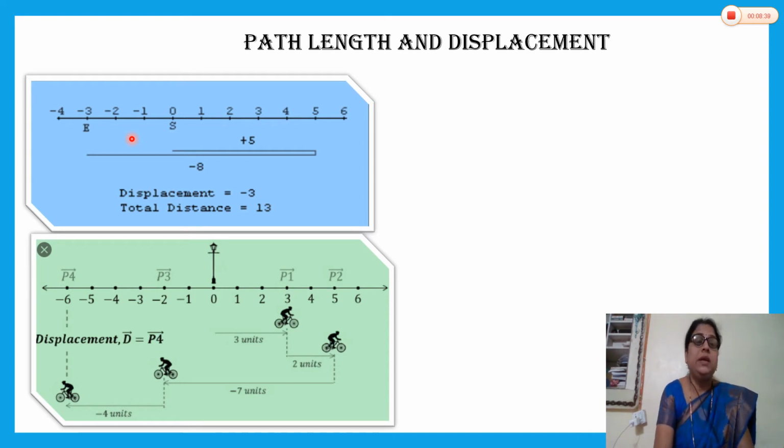Here minus 3 represents that the object is towards the left of the original position. If the object is towards the right position, then the displacement will be positive. Thus the displacement may be positive or negative also. Suppose your object moves from S up to 5 unit and returns and comes to position O, that is its original position, we can say the displacement is 0 and the total distance is 10 unit.